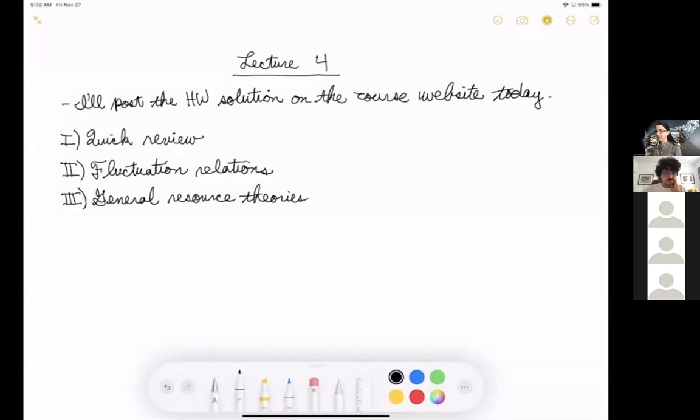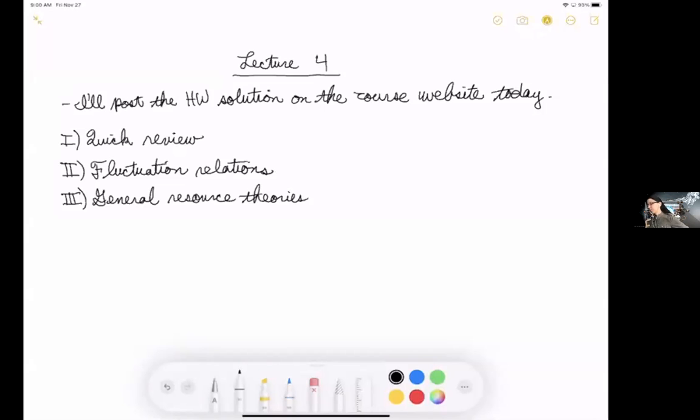Thanks. Hello, everybody. Welcome to lecture 4. I'll post the homework solution to the problem that we discussed in lecture 3 on the course website today. Today, I'd like to briefly review the last lecture, then talk about the subfield of fluctuation relations, and then start on the framework of resource theories by talking about resource theories in general. And in the next lecture, we'll dig more deeply into resource theories for thermodynamics.